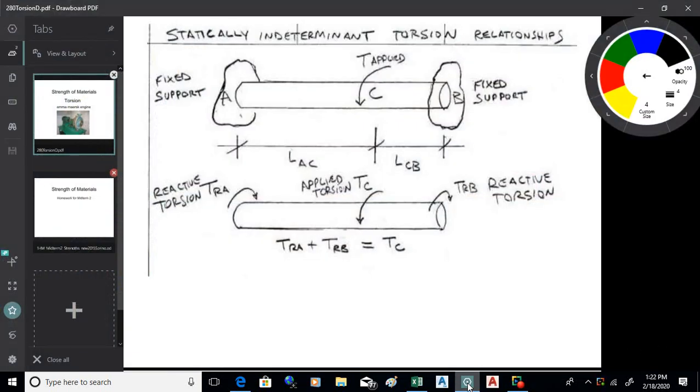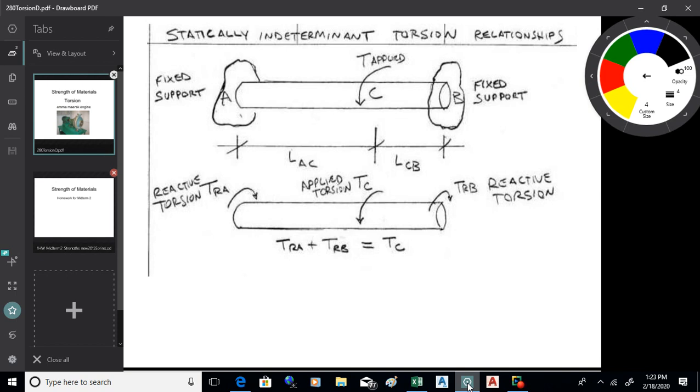All right, we got one other thing to do here in torsion. So what we've got is indeterminate torsion. And I pointed out before that there's analogies between torsion and the problems you do that have to do with normal stress and length and things like that. This is analogous to the indeterminate problems we did with the PL over AE equation, but this time we're going to substitute TL over IG, okay?